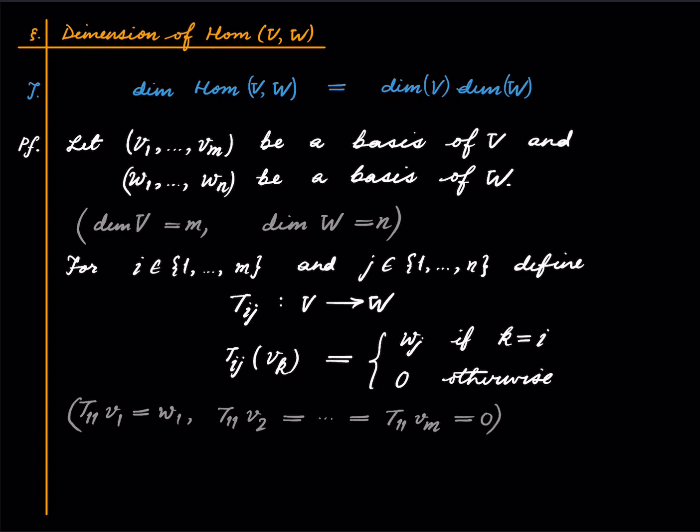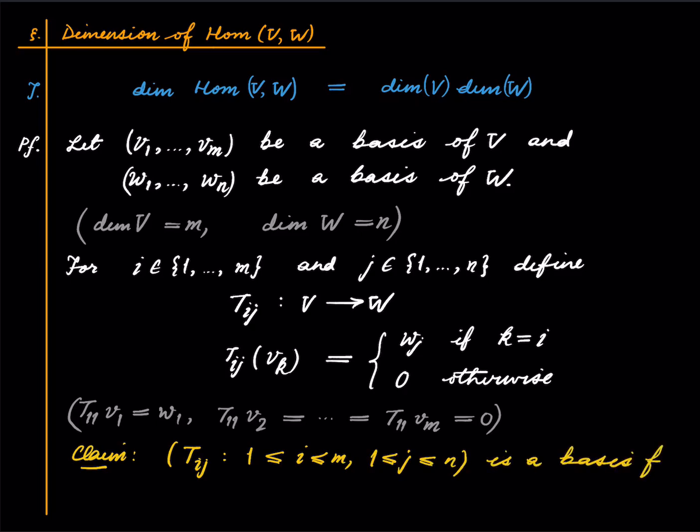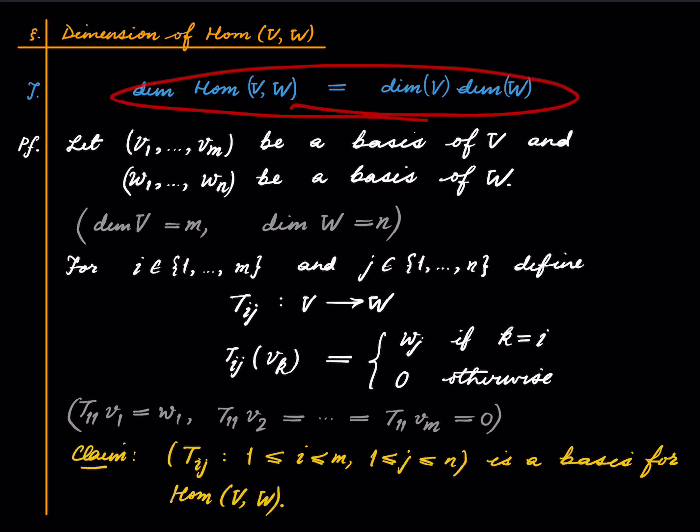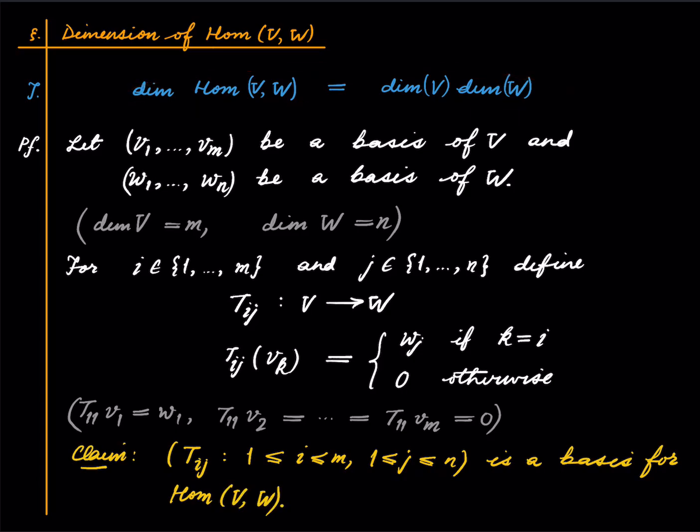Okay, and here is the main claim. We claim that this tuple is a basis for Hom(V, W). And clearly this will suffice to imply this equation. Okay, so how do we do it? We need to do two things. First is linear independence, and the second is spanning.